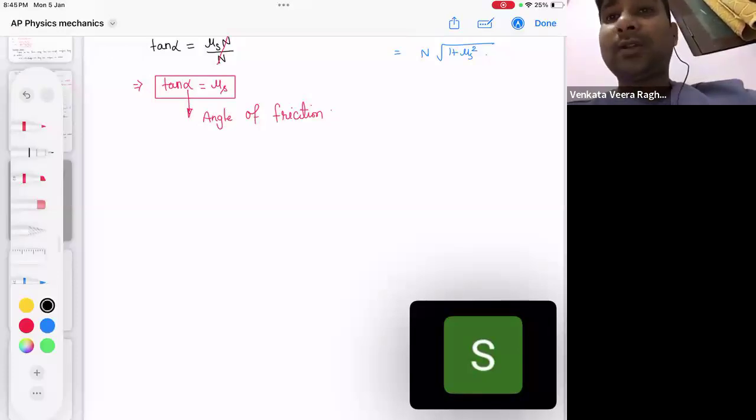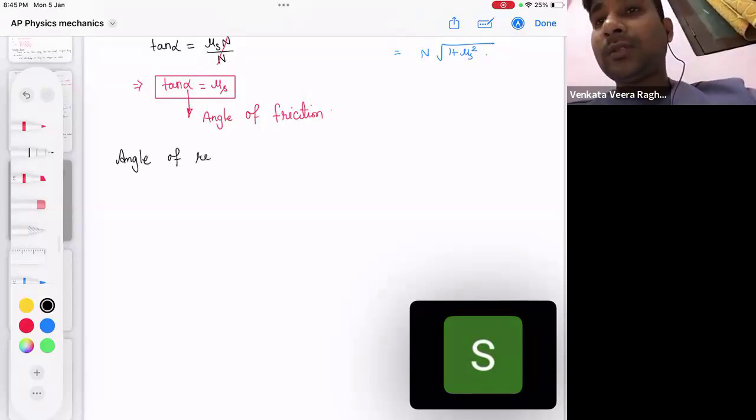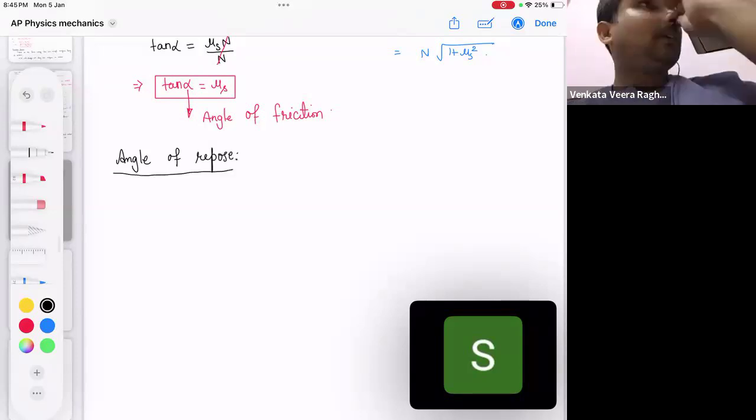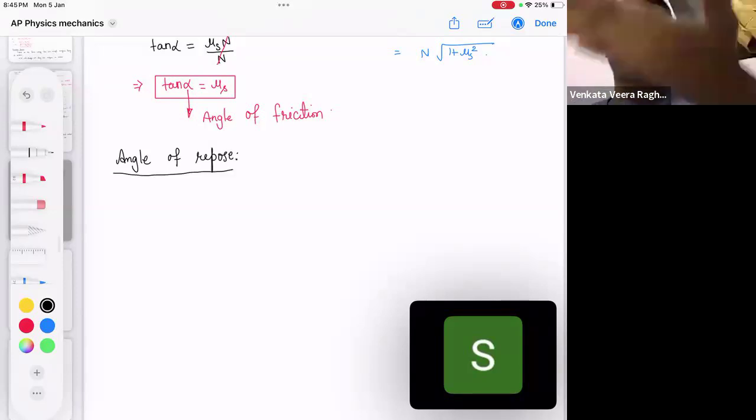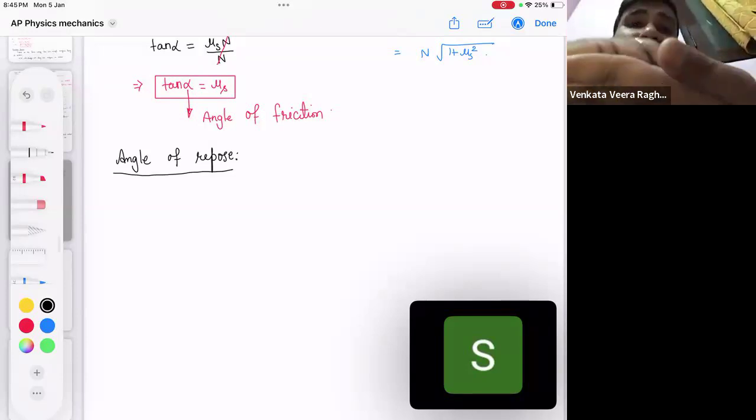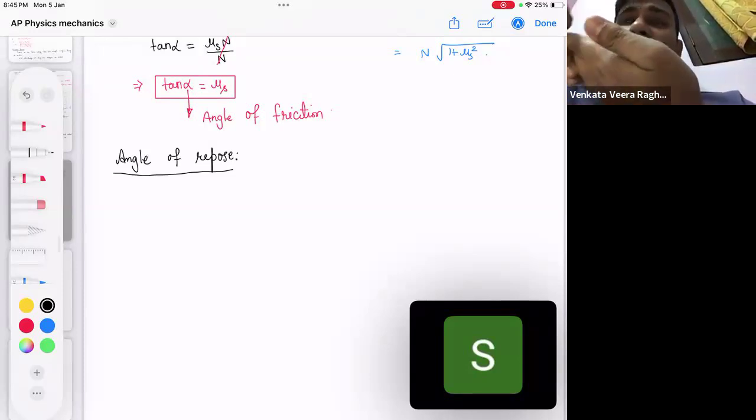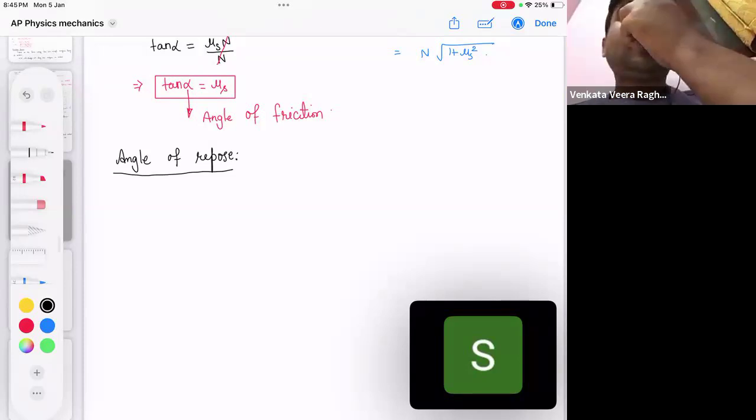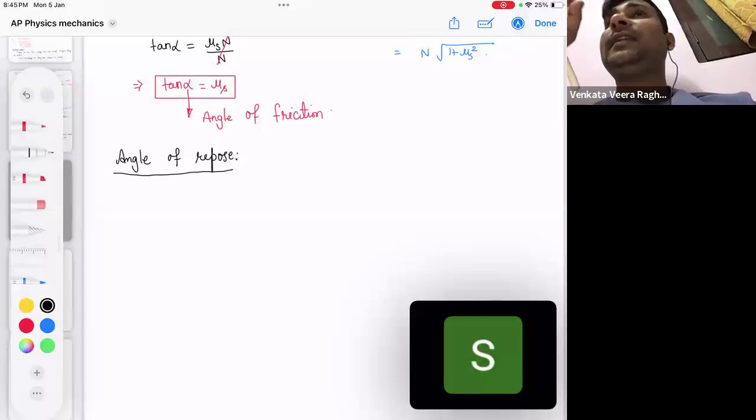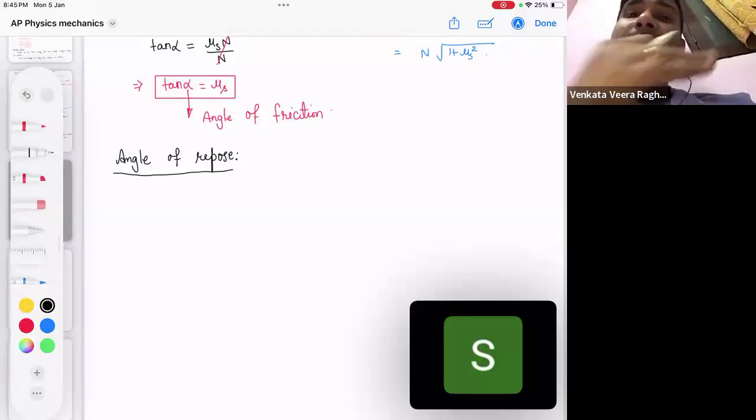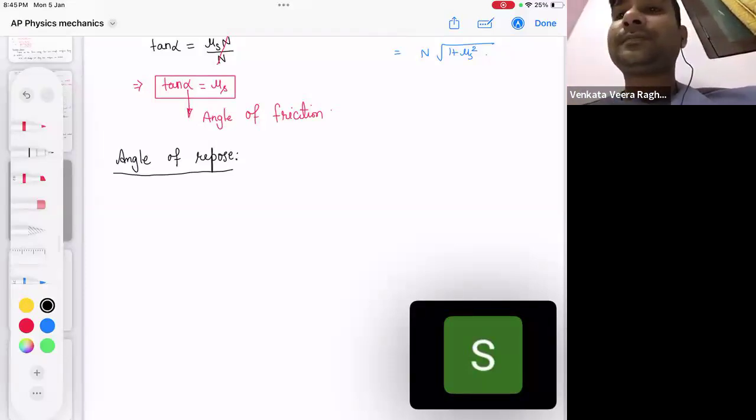Okay, let's discuss that also. Angle of repose. What is the angle of repose? You have seen that, let's say, an object is on a horizontal surface. I keep an object on a horizontal surface. Will it move? No, it won't move, isn't it? But let me increase the inclination. What happens? Did you observe what happens? After reaching a certain angle, isn't it the block starts sliding due to its own weight?